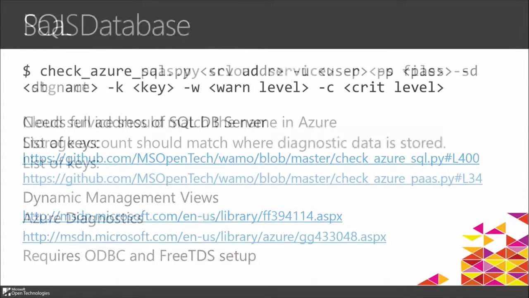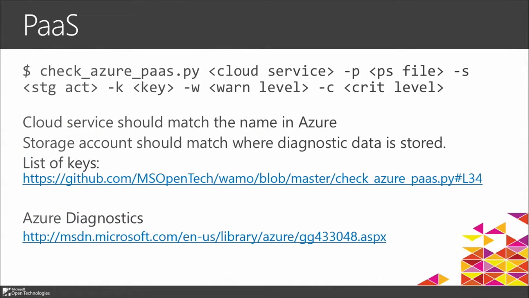So I don't have demos for the last two plugins, but as you can see, it's pretty straightforward. They all kind of work the same way. You set up your Nagios config to run the check and give it the parameters that you want to give it, and it tells you what's working and what's not.